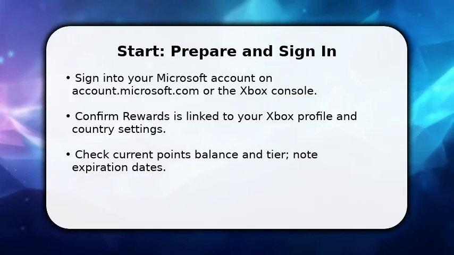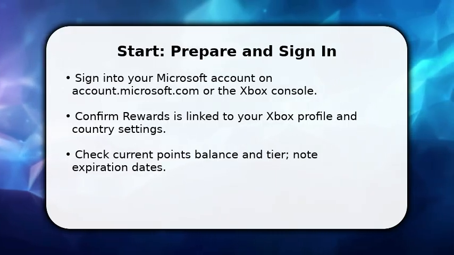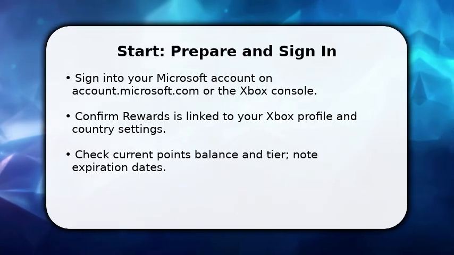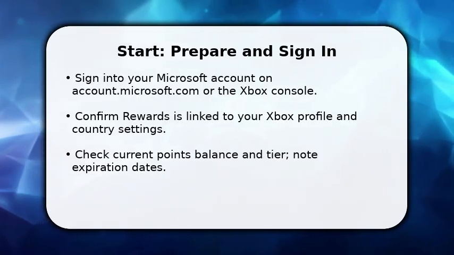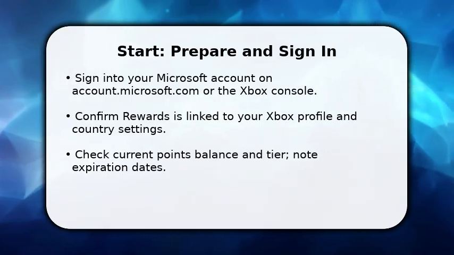You start by signing into your Microsoft account and making sure rewards is tied to your Xbox profile. This connects points to purchases and activity. Once signed in, verify your region and tier because availability and prices vary by country.